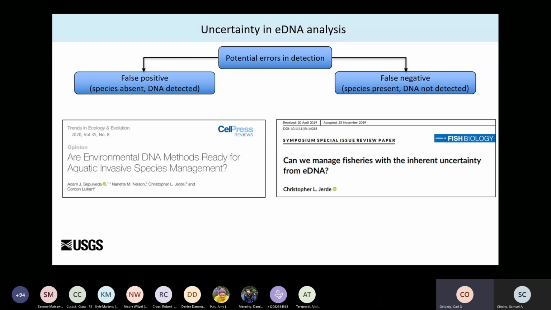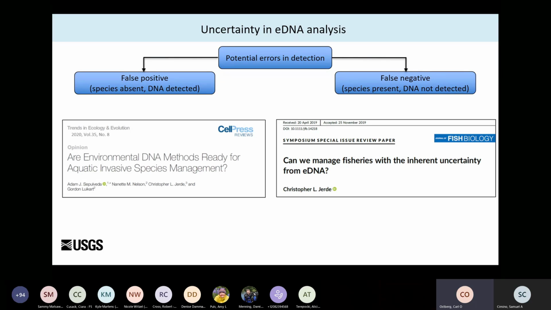So uncertainty is inherent to the eDNA analysis, and uncertainty resides in potential for errors in detection and non-detection. And potential errors could result in false positives, where the species is absent and DNA is detected, or result in false negatives, where the species is present but DNA is not detected.